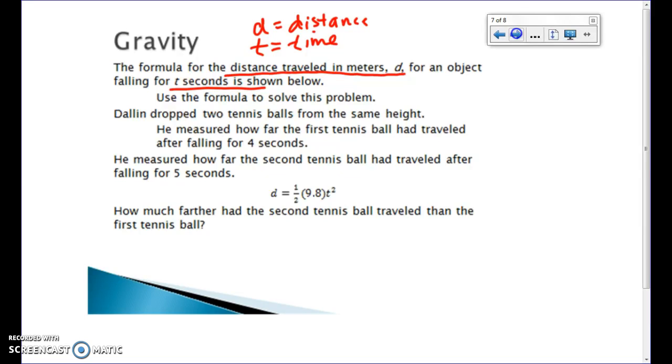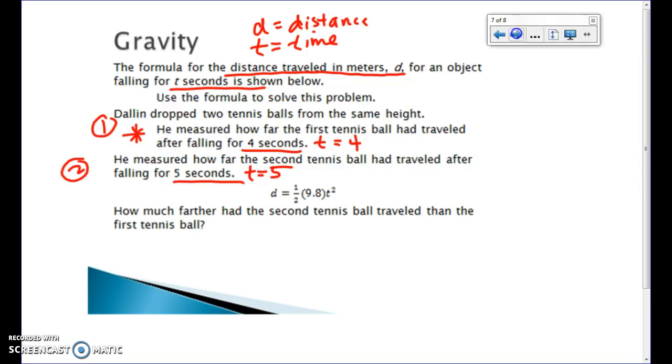It says use this formula to solve this problem. Dahlin dropped 2 tennis balls from the same height. He measured how far the first tennis ball had traveled after falling for 4 seconds. Okay, so I'm going to stop right there, and we need to do that as well. So I'm going to start with plugging in 4 for t. And then it says he measured how far the second tennis ball had traveled after falling for 5 seconds. So the second part of the problem says the time is 5.